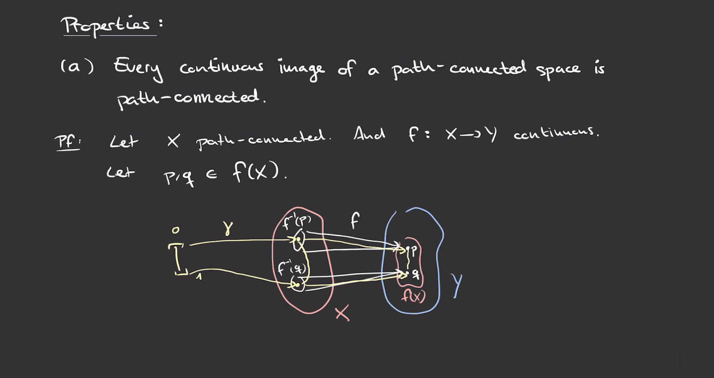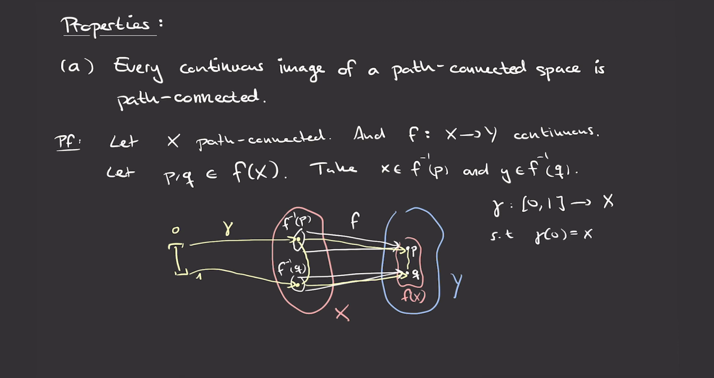Okay, so let's write this down formally. So I've taken some x in the pre-image of P and some y in the pre-image of Q. Now since X is path-connected, we can find a path gamma going from the unit interval to X, and this satisfies that gamma of 0 is equal to this point small x, which is in the pre-image of P, and gamma of 1 is equal to y, which is the point in the pre-image of Q.